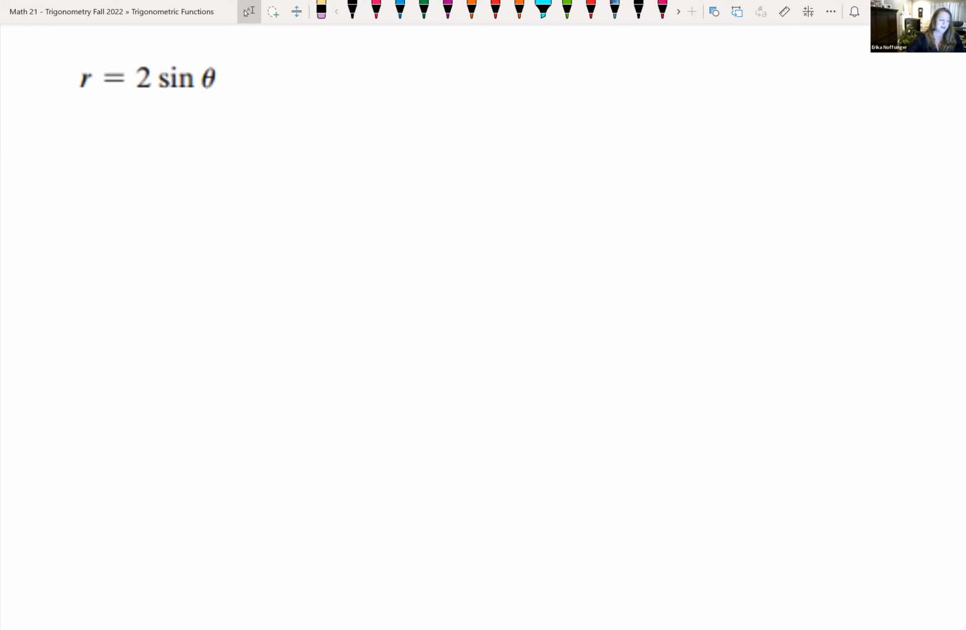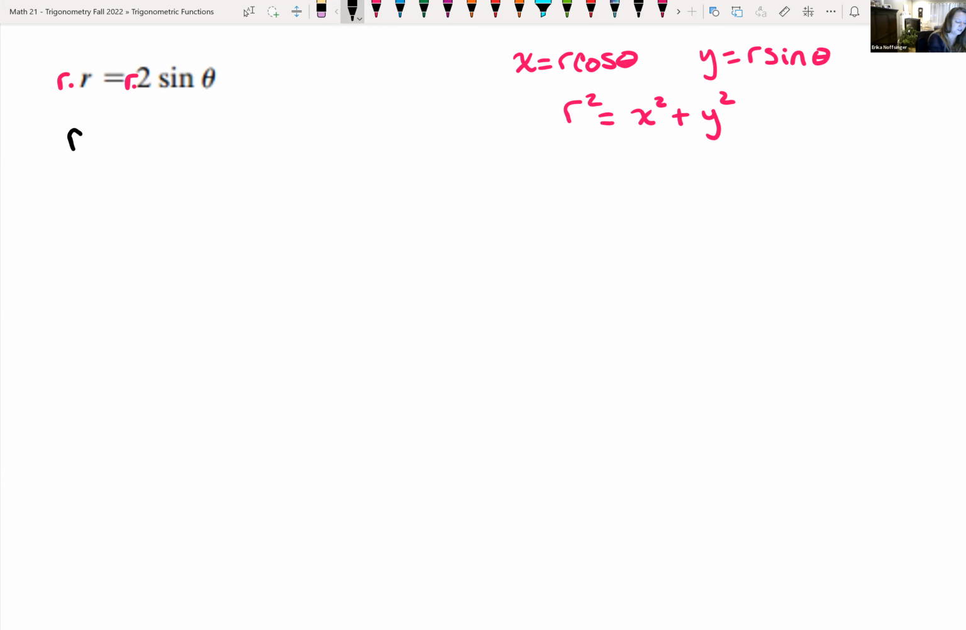So our next example here is r is equal to 2 sine theta. So recall, we're trying to convert this into rectangular coordinates. And so we're looking for things that look like x equals r cosine theta. We're looking at things that look like r sine theta, and we know that that's y. We're looking for things that are r squared equals. So r squared, we can rewrite as x squared plus y squared. So let's manipulate this to get us an r squared. If we multiply both sides of our equation by r, notice here we have r squared is equal to 2r sine theta.